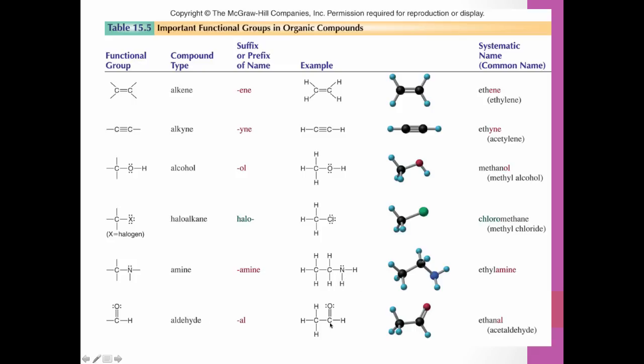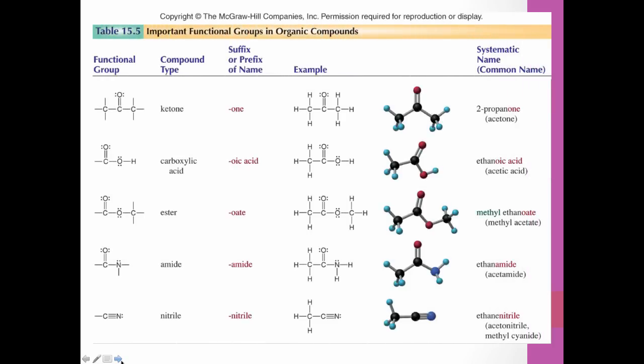Aldehydes and, as you'll see on the next slide, ketones are part of the same functional group, which is a carbonyl group. So if you look, this is my carbonyl group, the C double bond O. All right, so a C double bond O is a carbonyl group. And in this case, my C double bond O is at the end of the molecule. So the C is bonded to one carbon and one hydrogen. Because this C is at the end of a molecule bonded to a carbon and a hydrogen, we call it an aldehyde. So aldehydes are at the end of a molecule.